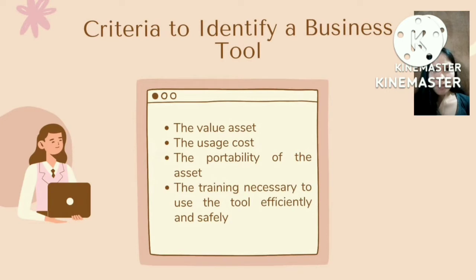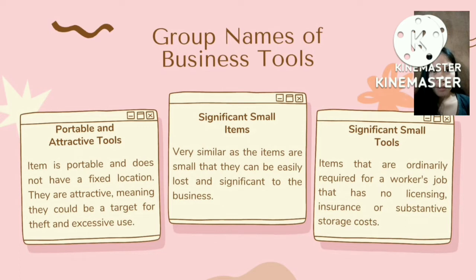There are several criteria that can be used to identify and classify a business tool, and most businesses will use a combination of these criteria to establish the classification of an individual tool. Once identified, the tools need to be considered as a group, and it is logical to provide a name for the list that recognizes the importance of the group. These are portable and attractive tools, significant small items, and significant small tools.